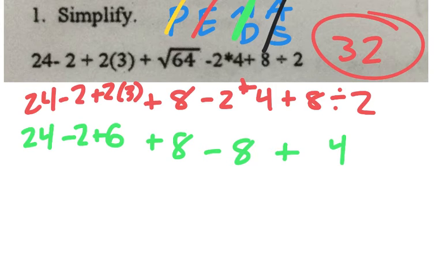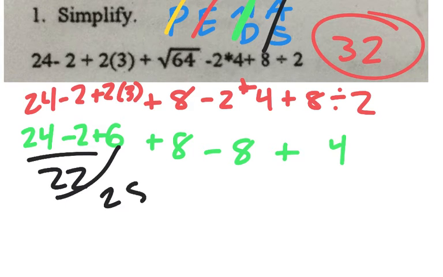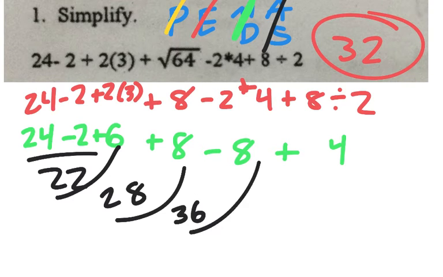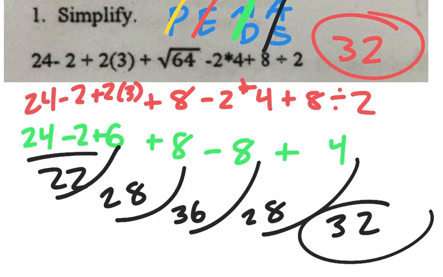24 minus 2 is 22. 22 plus 6 is 28. 28 and 8 is 36. 36 minus 8 is 28. 28 and 4 is 32. 32.